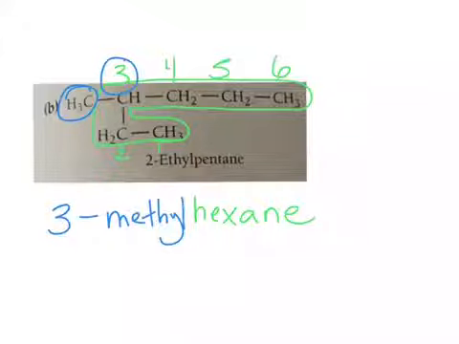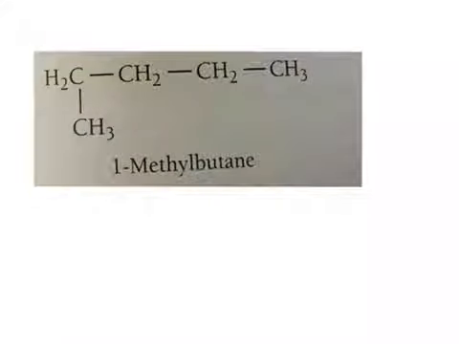And the big takeaway from this is that when you are looking for the longest carbon chain, you are allowed to bend the chain. It doesn't have to be a straight chain, it just has to be the chain with the most carbons in it. So this one is question 47A, and again they're giving the wrong name for this compound, and we need to determine what the correct name is.